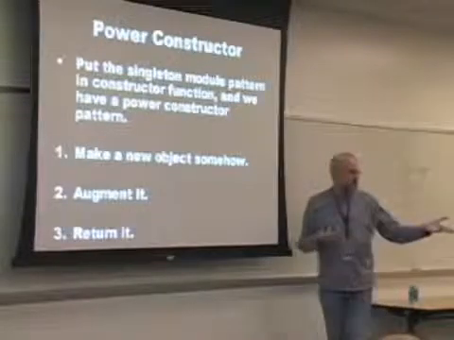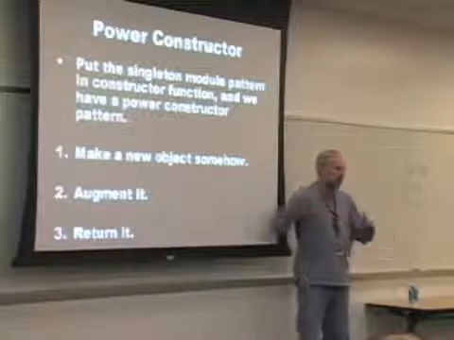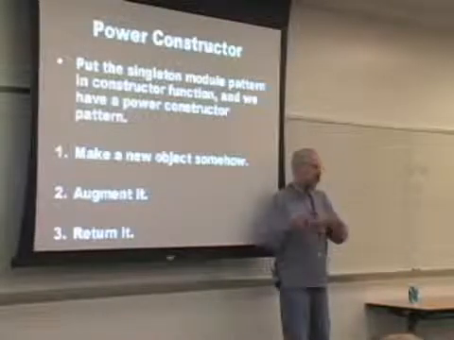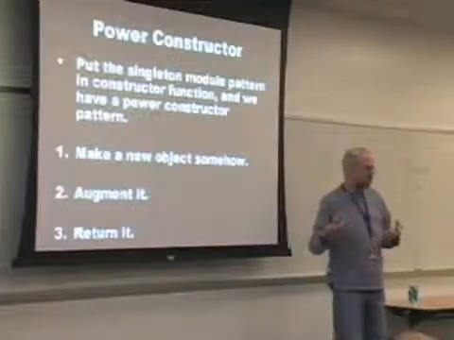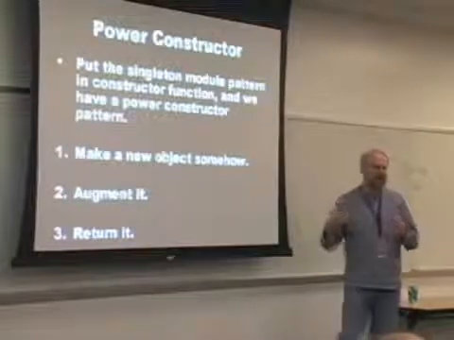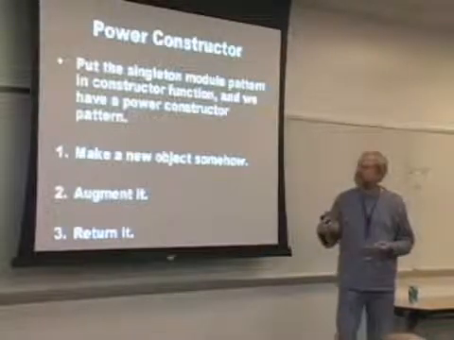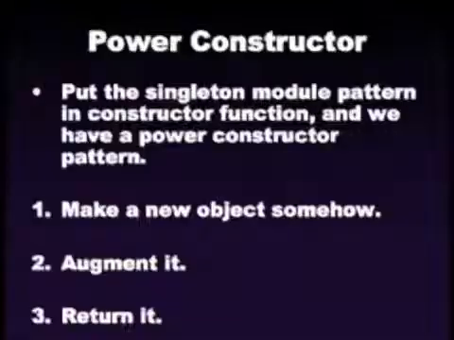Now, taking the idea that you proposed a minute ago, we can take that pattern and put it inside of a function and use that to make many instances. I'm calling that a power constructor. It's a constructor which knows how to make objects that contain privileged methods. So the way we do that is we take that singleton module pattern and we put it in a constructor. And it will basically work in 3 steps. All power constructors do this.